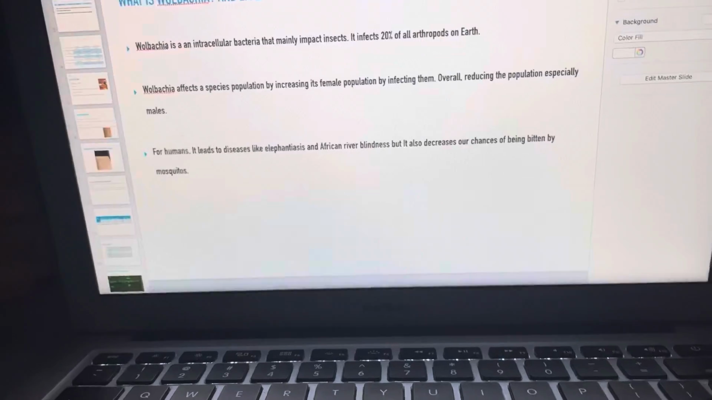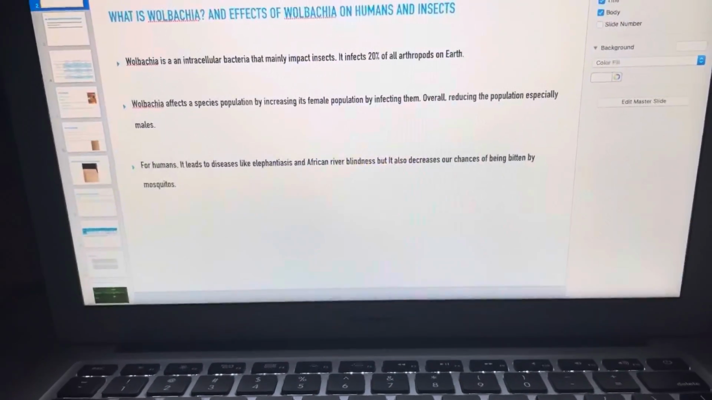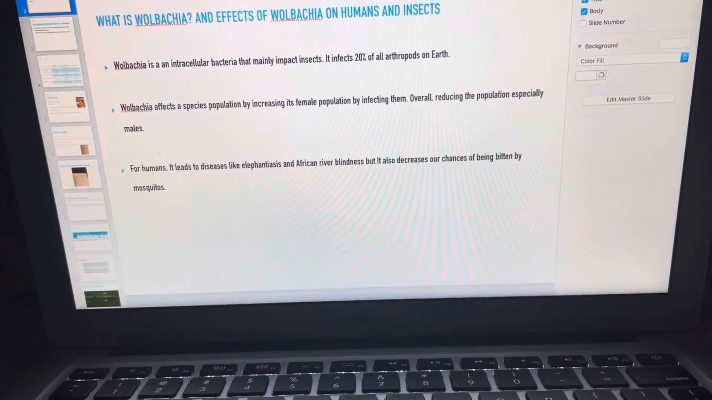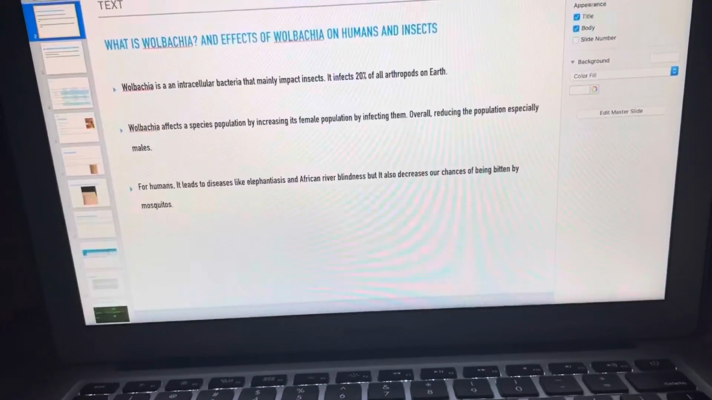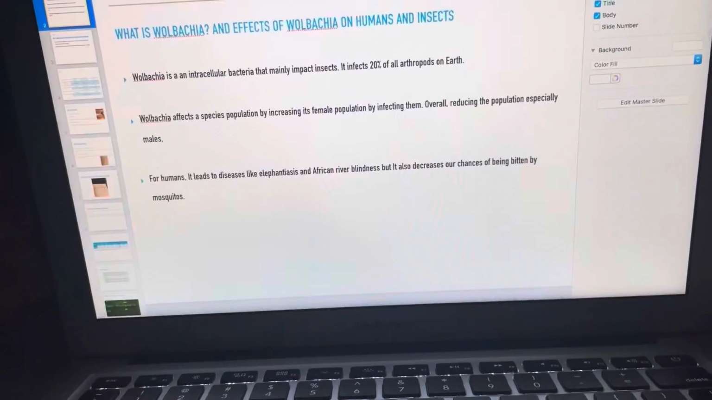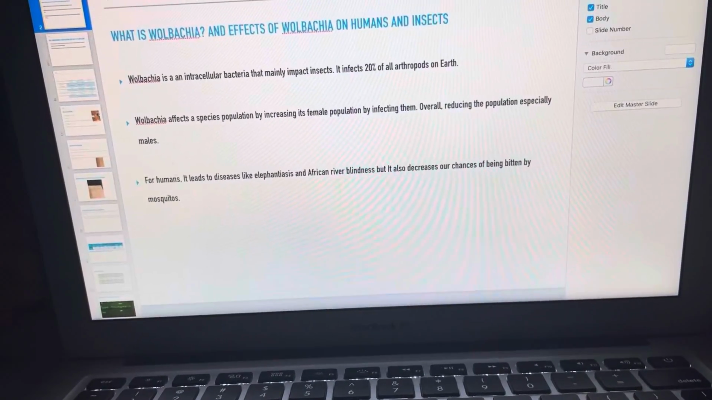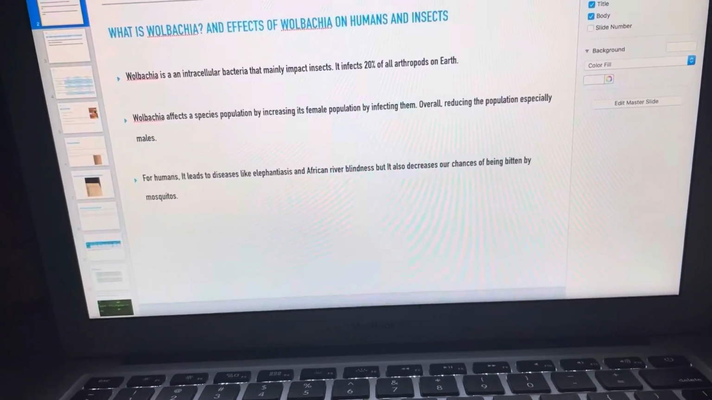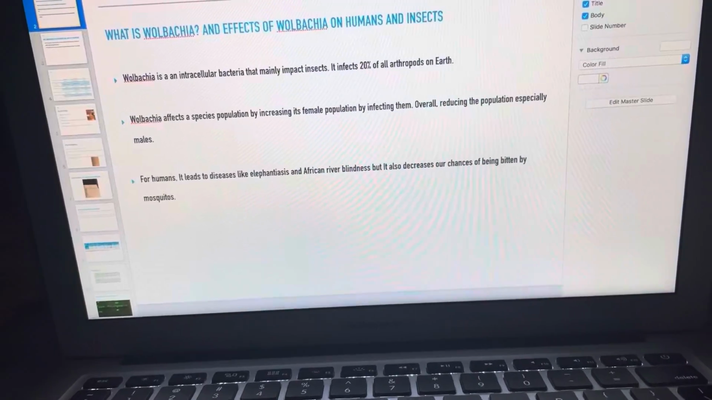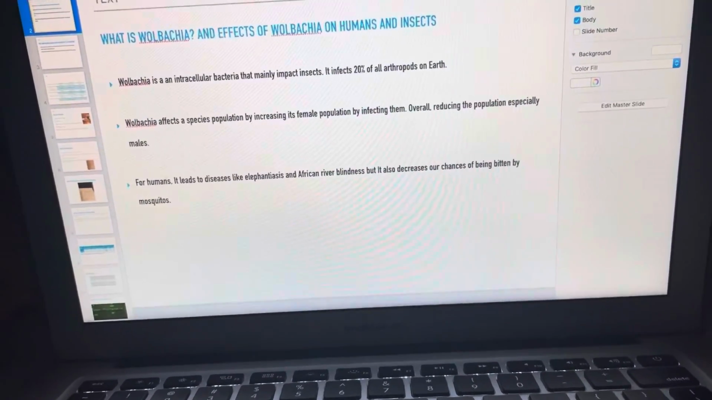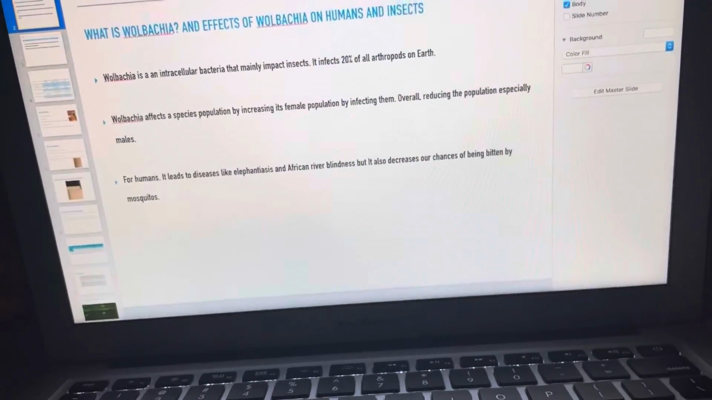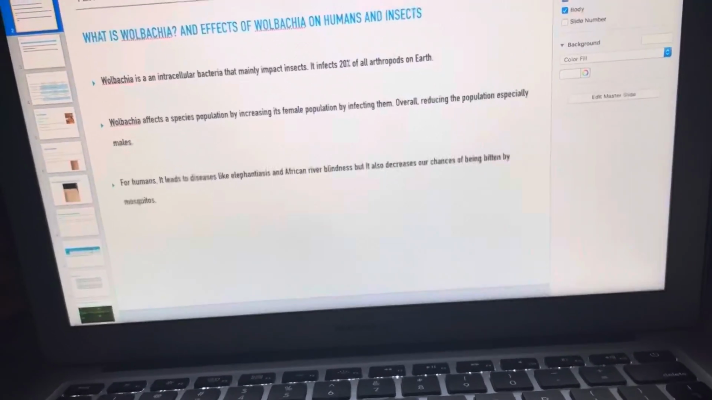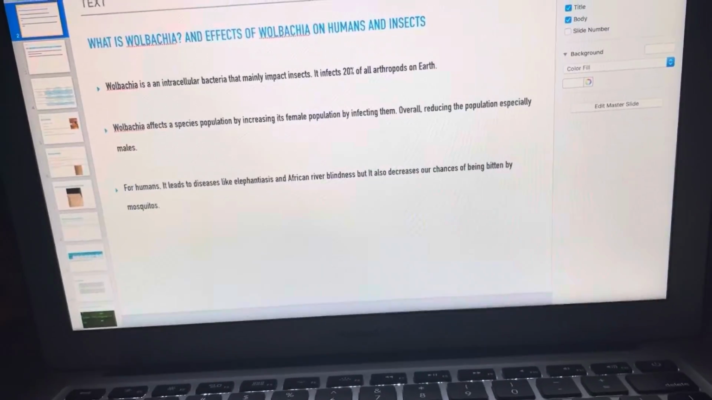Overall, it reduces the population, especially males, because there's not many females giving birth to insects. But for humans, it leads to sicknesses like elephantiasis and African river blindness. But on the plus side, it also decreases our chance of being bitten by mosquitoes because there's less females giving birth.